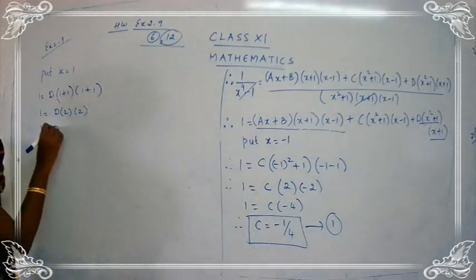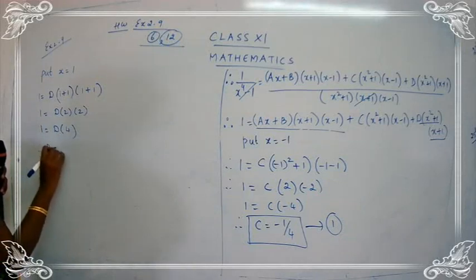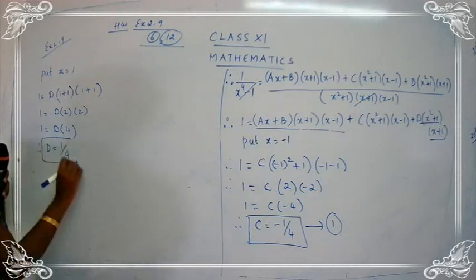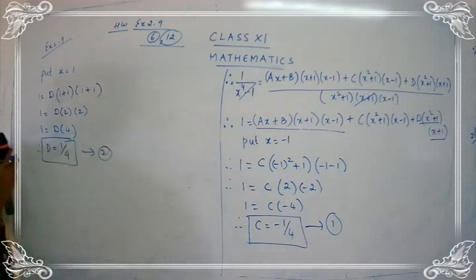So 1 is equal to D by 4. Therefore D is equal to 1 upon 4. So we have found one more value. We have found the value for D.